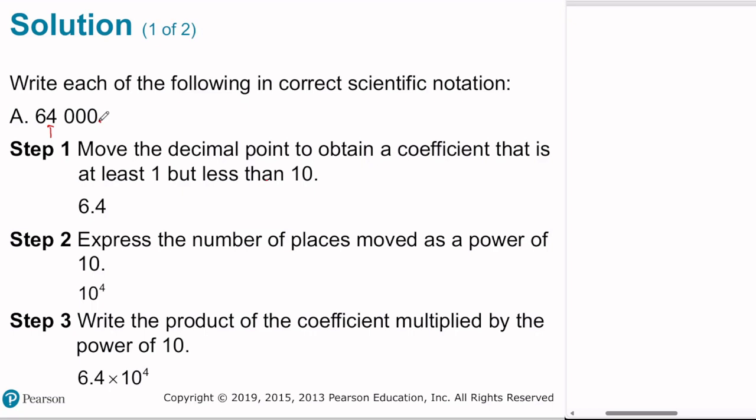So let's move it to the left. 1, 2, 3, 4. 4 places. Okay, so we've moved it to the left, which is going to be a positive move, and so we'll need a positive exponent. So this will be 6.4, those are our significant digits here, times 10 to the, and we moved it 4 times, so that's 10 to the power of 4, times 10 to the fourth.